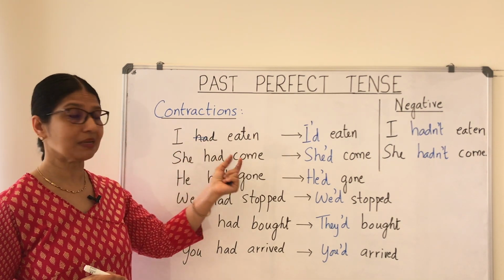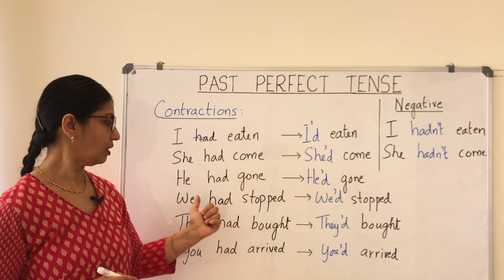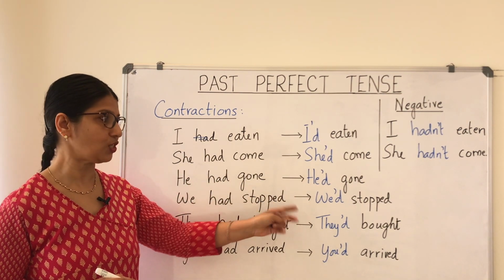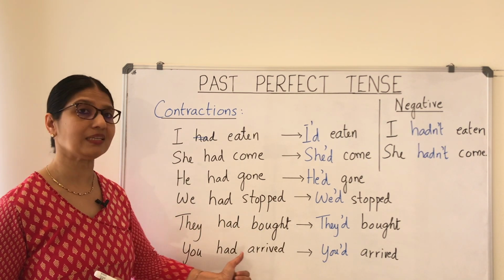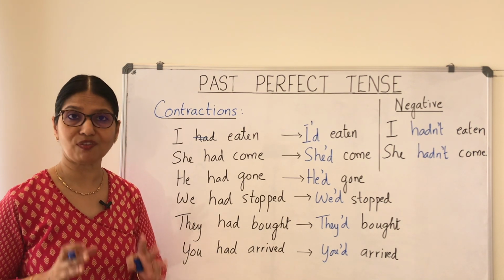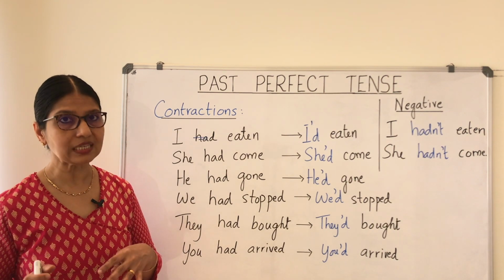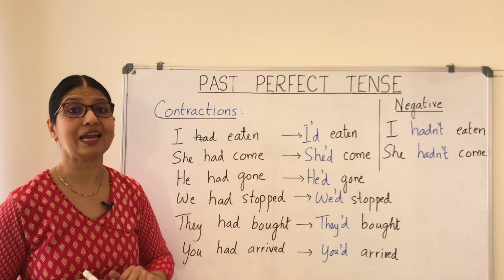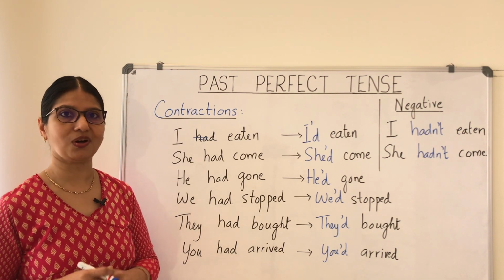She had come becomes she'd come. He had gone is he'd gone. We had stopped is we'd stopped. They had bought is they'd bought. And you had arrived is you'd arrived. And how do you form the short form of the negative sentence? So I had not eaten becomes I hadn't eaten. She hadn't come, and so on.